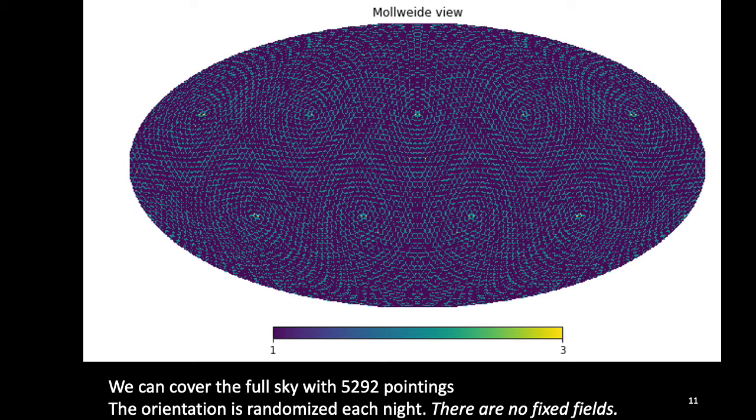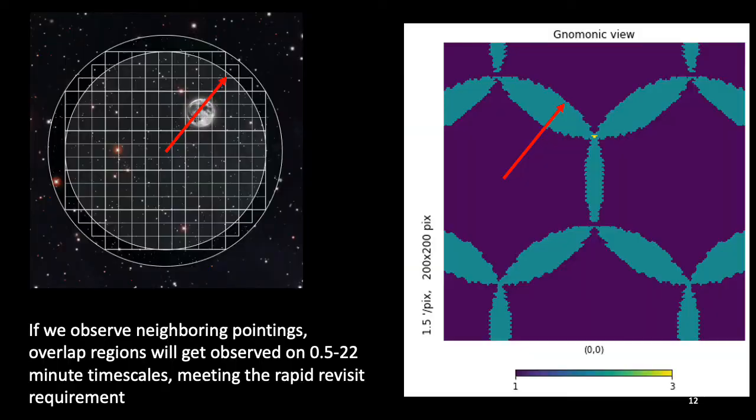And so most of the sky is covered just once, but there are bits of overlap there. You can see that pattern where it turns green is where two pointings overlap. If I zoom in on that, here you can see the red arrow in both cases is showing that science field of view. And so when we zoom in on how we're covering the sky, we have most of the sky covered by just the central region, but there is some overlap there. And that's how we're going to meet our rapid revisit requirement. If we tend to observe neighboring pointings, then we'll get that area covered in 30-second to a few-minute timescales.